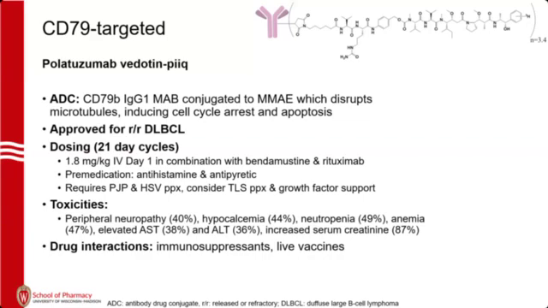This kind of triplet Pola-BR does require PJP and HSV prophylaxis. Package insert recommends TLS prophylaxis as well as growth factor support. Though if you're doing just Pola, some of those don't make a lot of clinical sense just as a single agent. The toxicities are, again, in combination with that triplet, so just keep that in mind with regard to the count suppression. But peripheral neuropathy can be significant here. We're talking about electrolyte abnormalities and liver function issues, as well as, again, kidney function issues in those patients that may have a lot of disease here, hence the TLS prophylaxis call out.